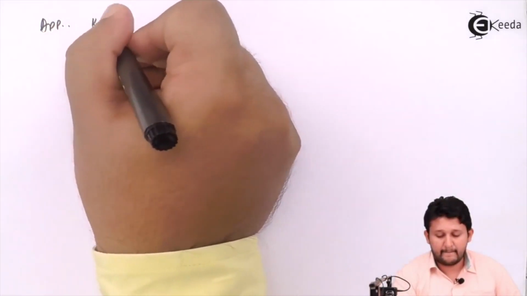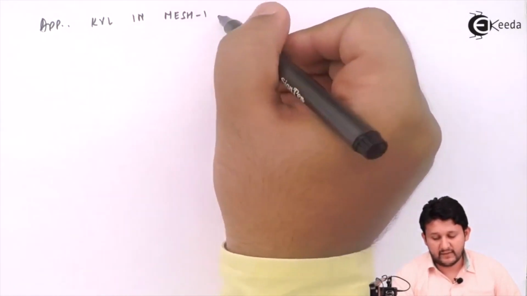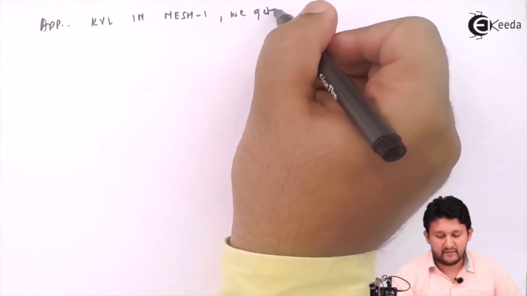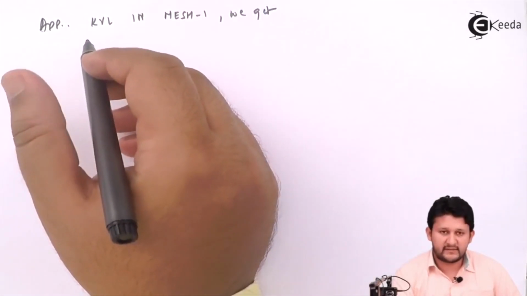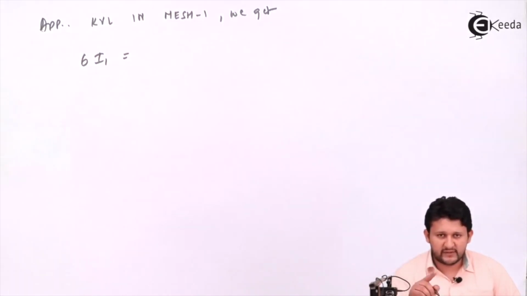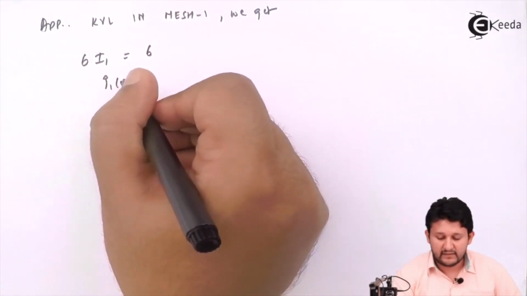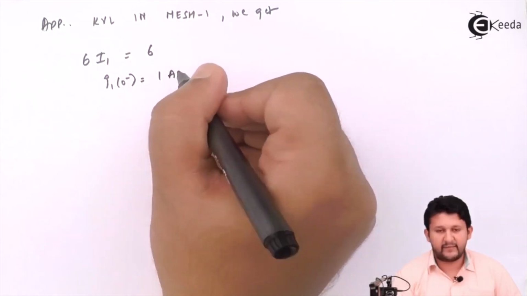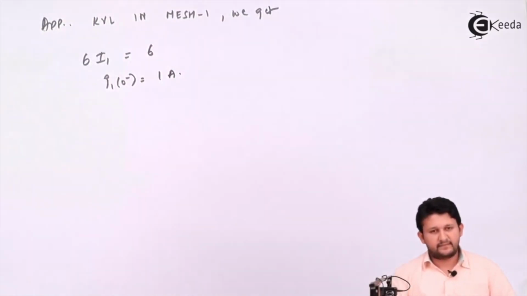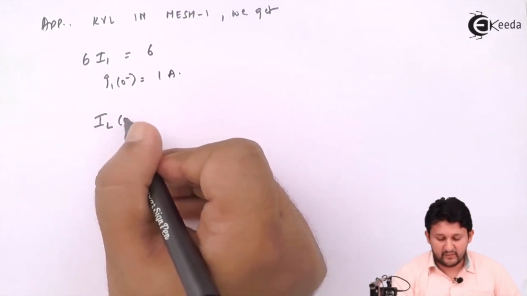Applying KVL in mesh 1, we add both the resistances. So you'll get 6 I1 equal to the voltage source, 6. Your current enters into the negative terminal, wherever it enters, exactly vice versa. So your I1 at 0 minus will be equal to 1 ampere. So this is nothing but your current across the inductor at 0 minus.